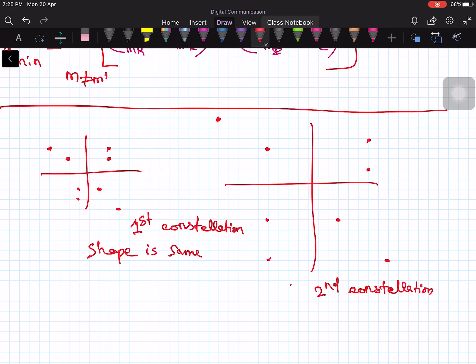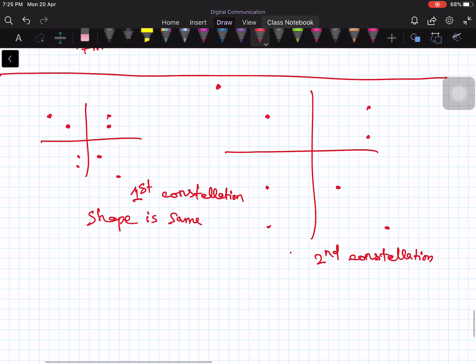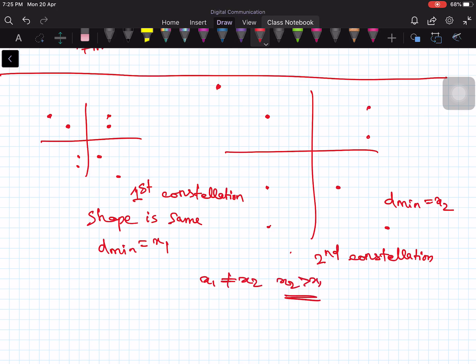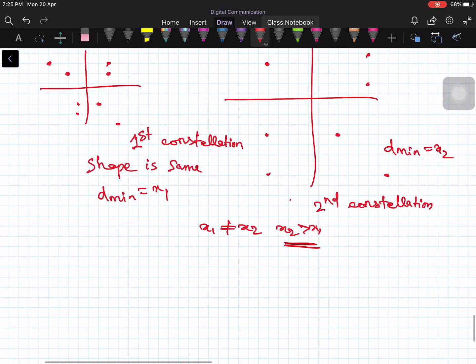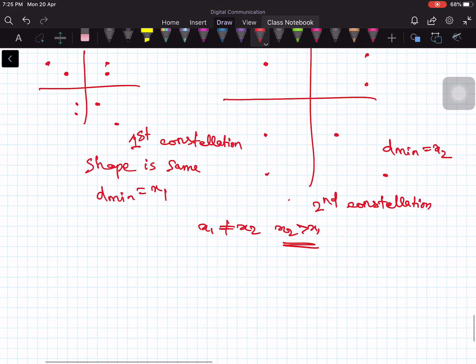Okay, identical in shape, but how different is d min? Here d min is some value, let's say x1, and here the d min is some value, let's say x2, and x1 is not equal to x2, and perhaps x2 is greater than x1. So that means what? I am simply spacing out one constellation more than the other.